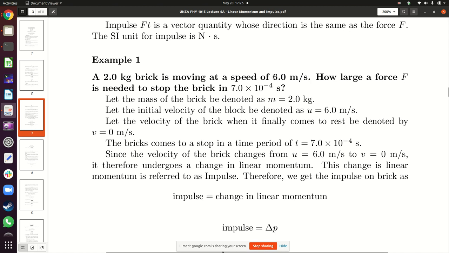an initial velocity of 6 meters per second. Then this brick is brought to a stop. When it comes to a stop, its final velocity V is going to be equal to 0 meters per second. And all this thing happens in this amount of time. So the first thing you notice is that the velocity of the brick changes from 6 meters per second to zero. So this brick is accelerating.